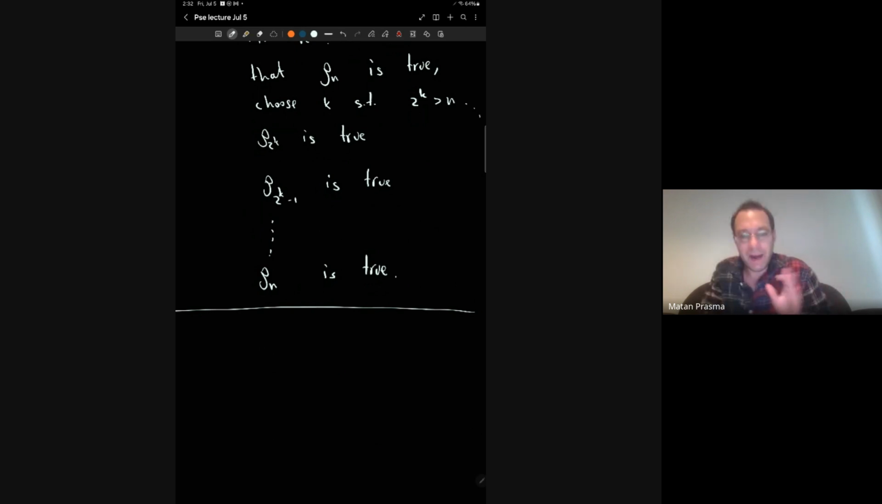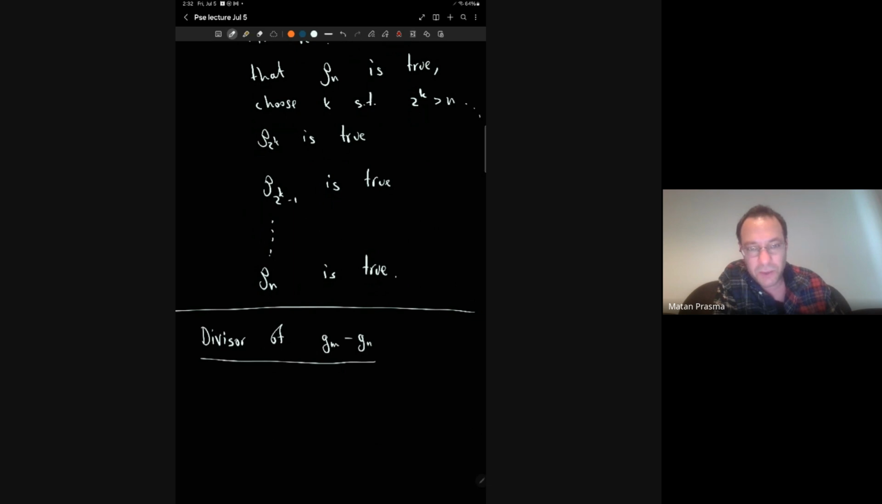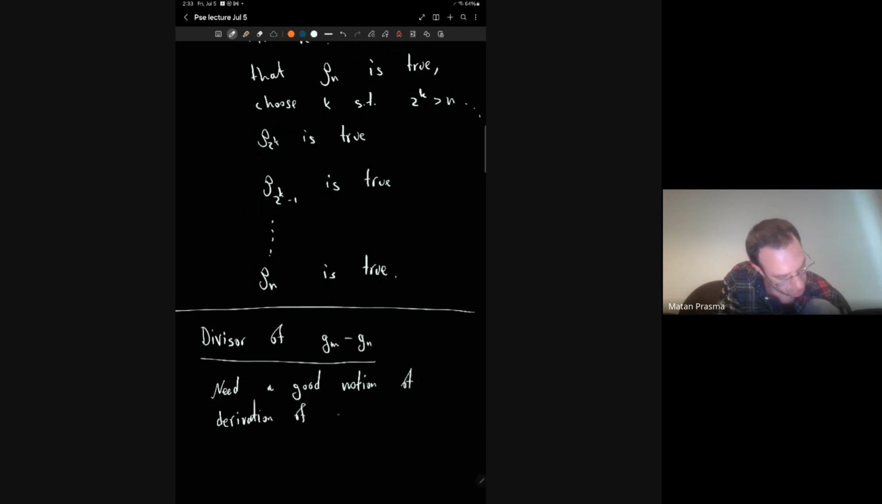Okay. So the next thing we want to do is to calculate the divisor of g_m minus g_n. This will take a few sessions, but one of the tools we are going to need is a good notion of derivation of rational functions on E.